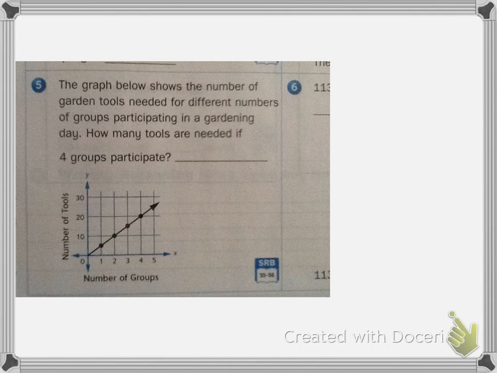Number 5 says the graph below shows the number of garden tools needed for different numbers of groups participating in a gardening day. How many tools are needed if 4 groups participate? So if you look here, your x-axis is the number of groups. So right here is 4. So we go up, and then we go over, and we see that they need 20 tools.